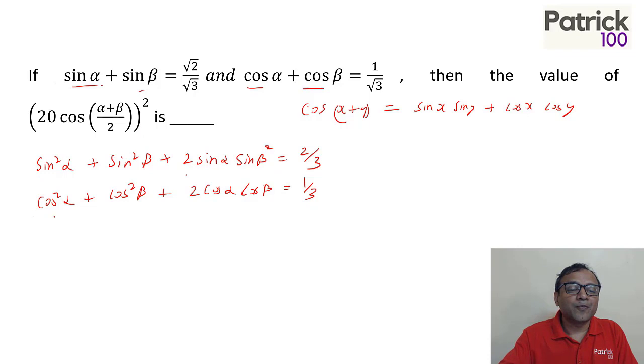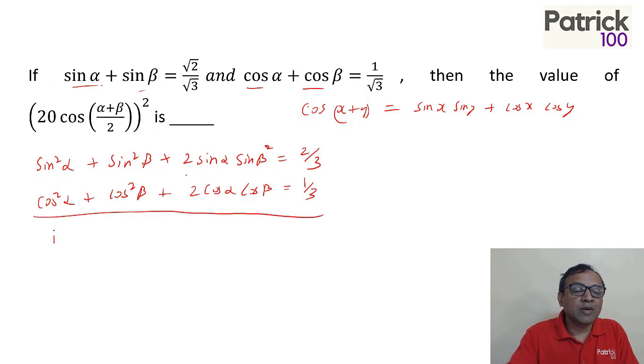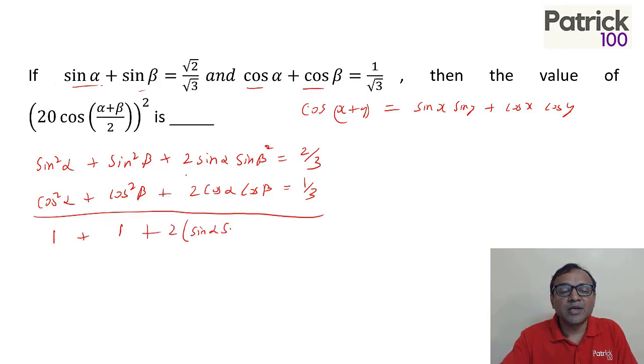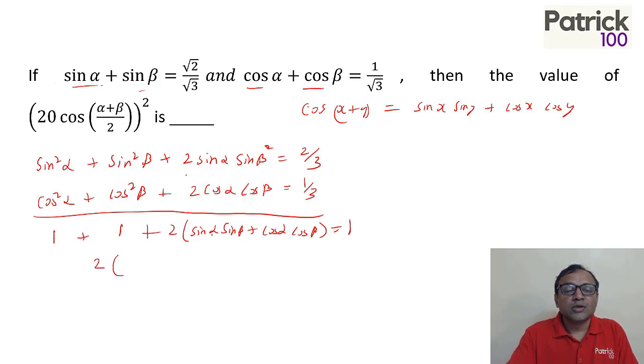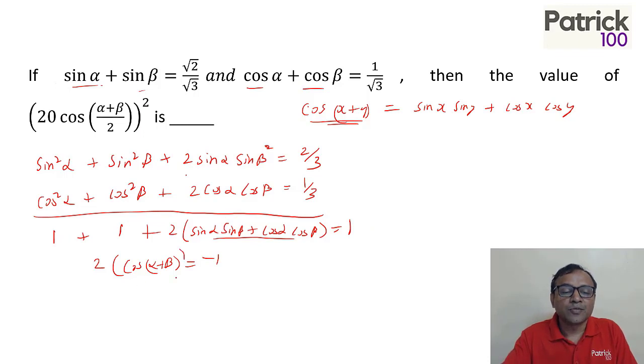Now if I add these two, sine square alpha plus cos square alpha becomes 1, sine square beta plus cos square beta becomes 1. This becomes 2 into sine alpha sine beta plus cos alpha cos beta, equal to 2 by 3 plus 1 by 3, which is 1. The 2 should go that side, so it becomes 2. We know this formula from here, it will become cos of alpha plus beta equal to 1 minus 2, which is minus 1. So cos alpha plus beta equal to minus half.